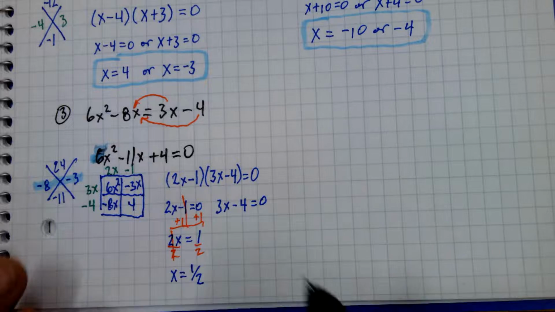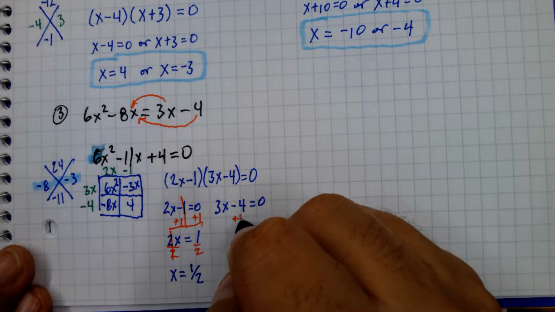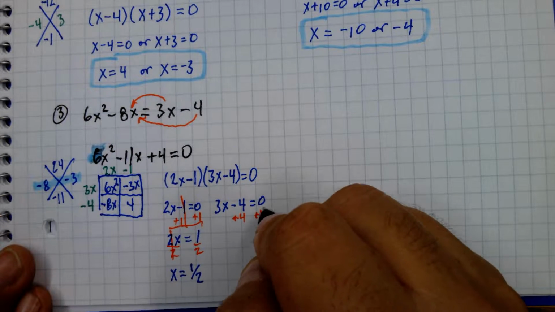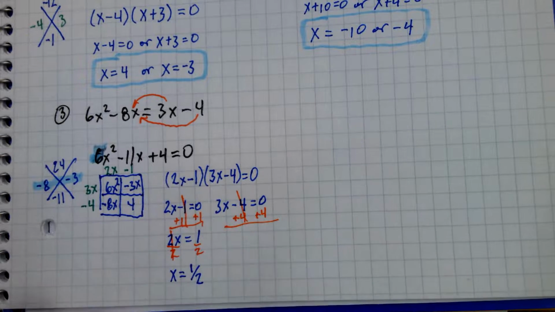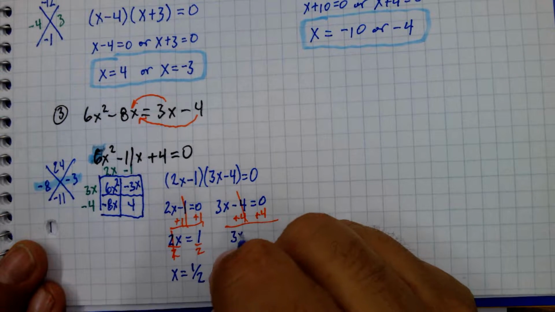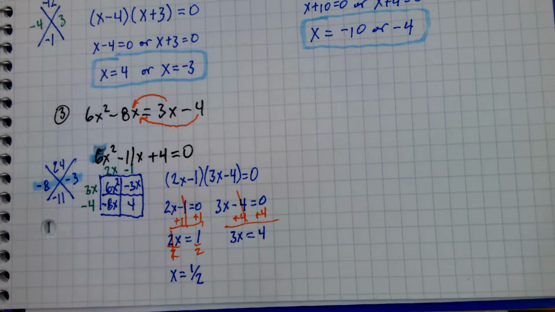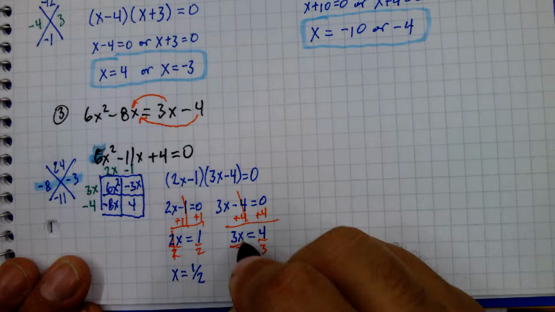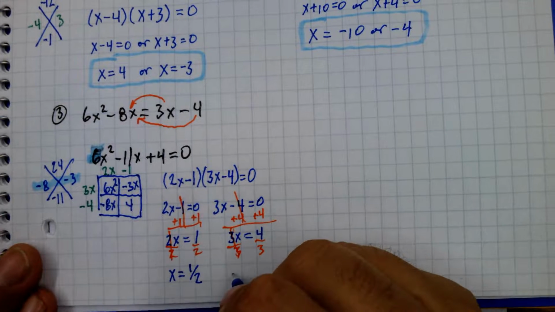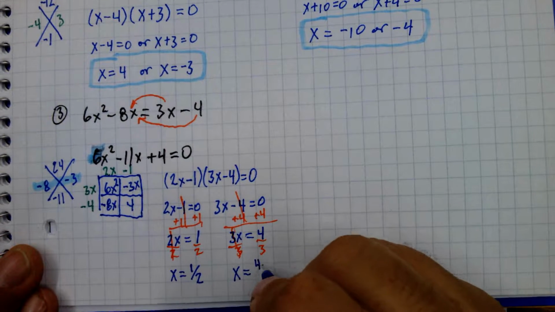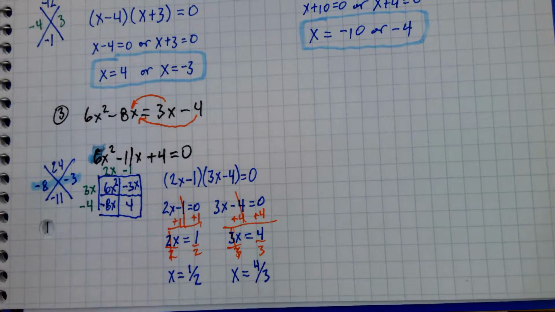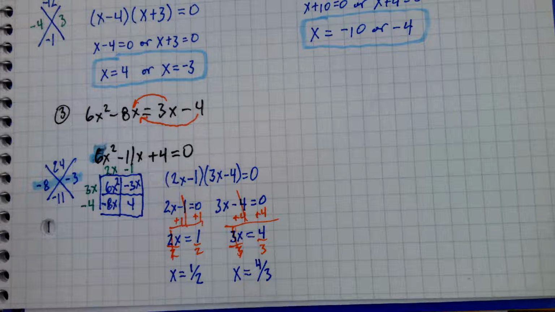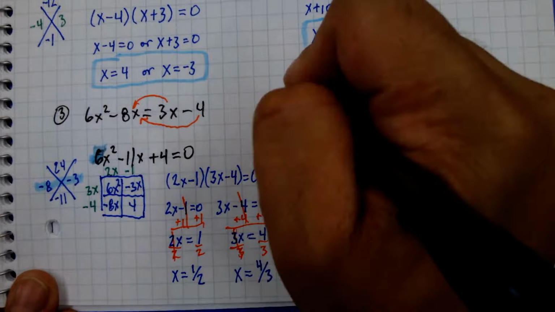Let's find the other answer. And 4. 3x equals 4. Get rid of this 3. X equals 4/3. So we get the answers 1/2 or 4/3. Okay. Last problem. Number 4.